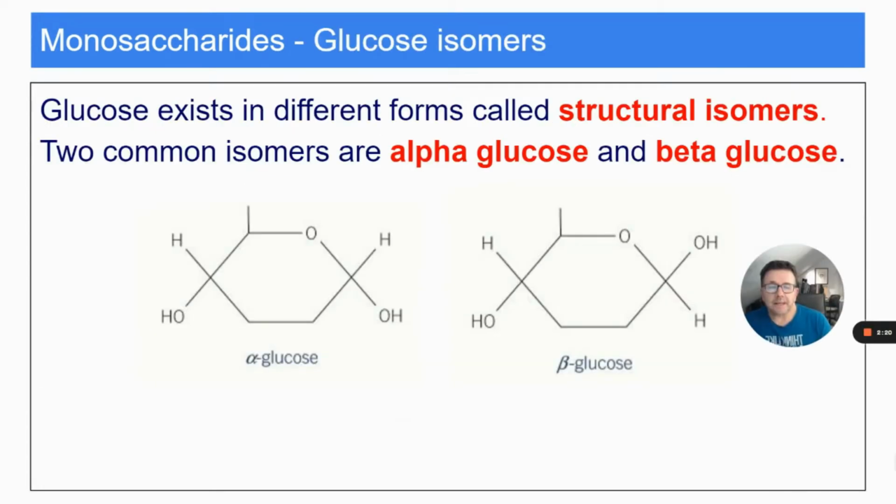Obviously, glucose exists in different forms called structural isomers or isomers. Two common isomers for glucose are alpha glucose and beta glucose. You can see the big difference is the H and OH are swapped over for alpha glucose and beta glucose. The reasons for that will become clear when I talk about different examples of polysaccharides.